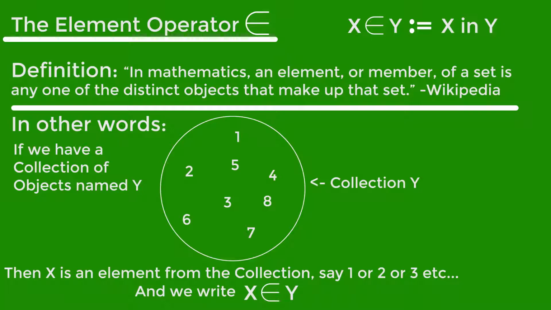The definition for the element operator is, in mathematics, an element or member of a set is any of the distinct objects that make up that set. What this means is, when I say that x is an element in y, or for short x ∈ y, that means that, for instance, if you have a collection named y, the collection has the elements 1, 2, 3, 4 until 8. If I say that x is an element in y, then x can be a 1, a 2, a 3, and so on.